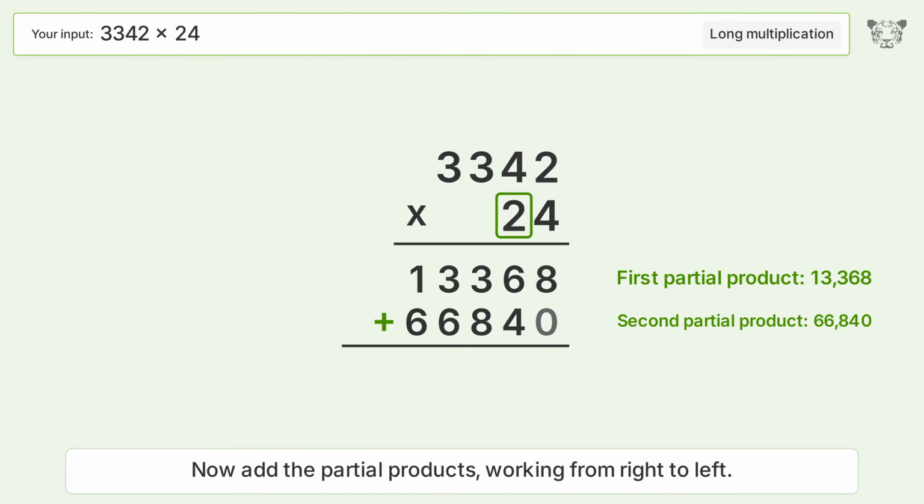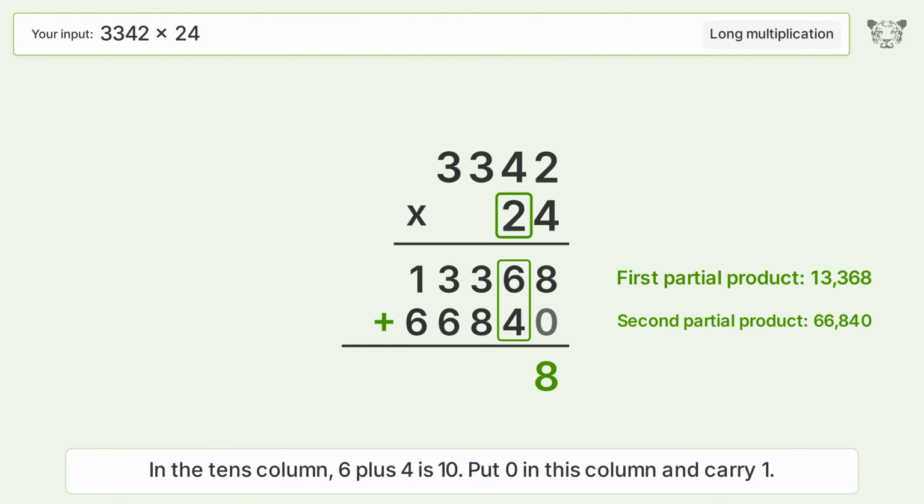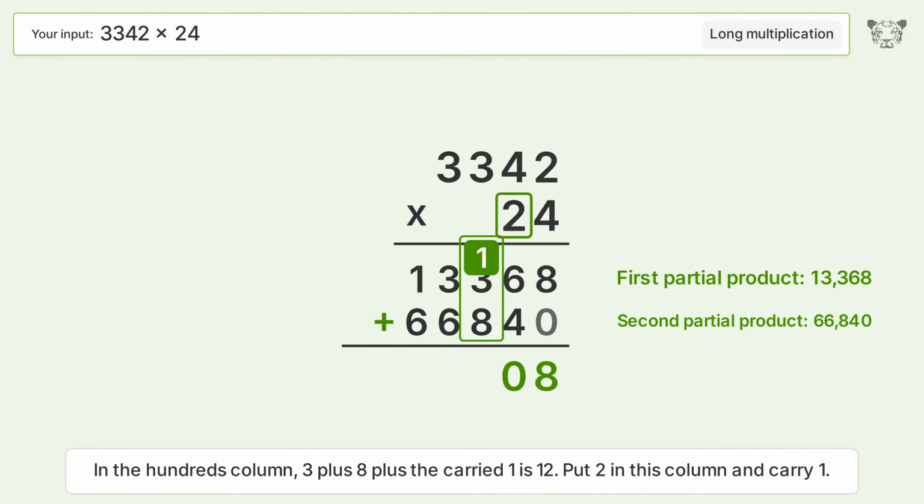Now add the partial products, working from right to left. In the ones column, 8 plus 0 is 8. In the tens column, 6 plus 4 is 10. Put 0 in this column and carry 1. In the hundreds column, 3 plus 8 plus the carried 1 is 12. Put 2 in this column and carry 1.